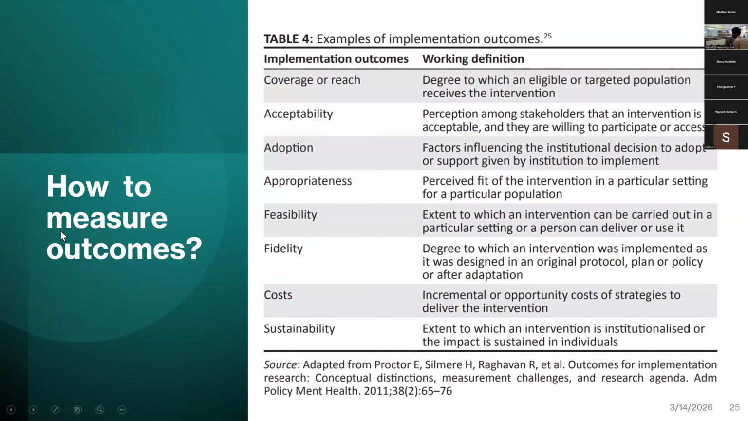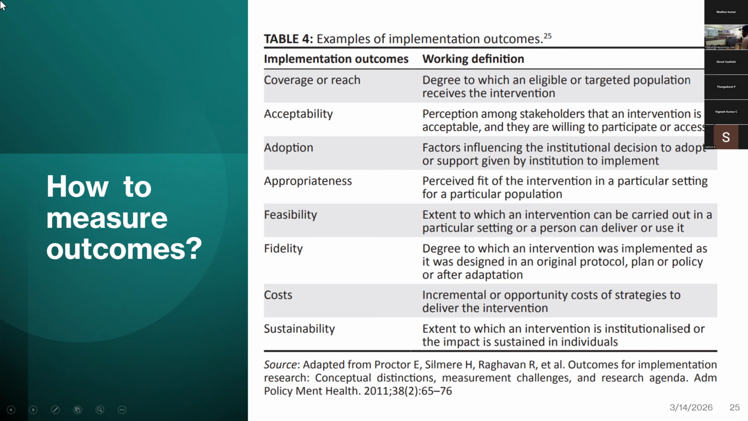Step 4 will be to measure the implementation outcomes. Say, for example, for an efficacy study of a new drug, we measure outcomes in terms of how good the drug is in preventing heart failure, how good the drug is in terms of mortality, how good it is in terms of symptom relief for the patient. Similarly, for implementation outcomes, we measure the outcomes in terms of coverage, acceptability, adoption, appropriateness, feasibility, fidelity, costs, and sustainability.